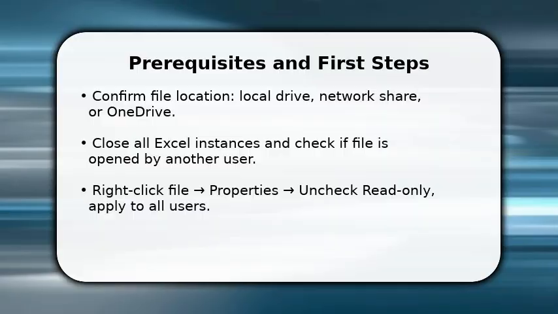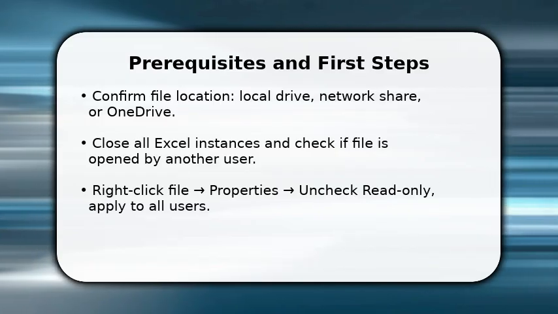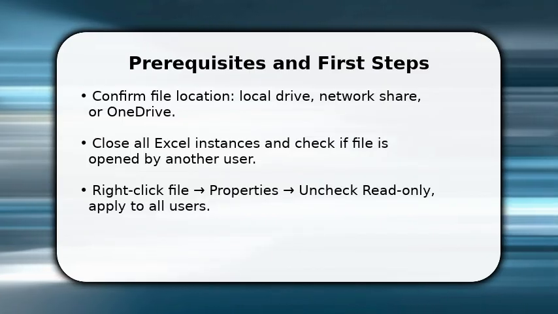You start by confirming where the Excel file lives and who can access it. This matters because network locks behave differently than local files. Once you locate it, close Excel everywhere and verify no one else has the file open. Then, right-click the file, open Properties, and uncheck Read Only.